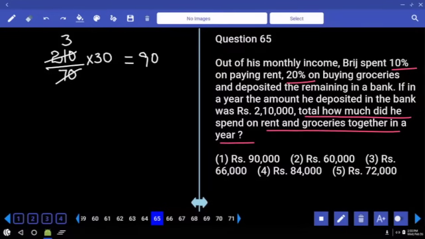How many zeros must be there? Right. So you should see the number 90. You don't have to bother about how many zeros must be there. If options are 9,000, 90,000, 90 lakh, something like that, then you really need to worry about number of zeros.